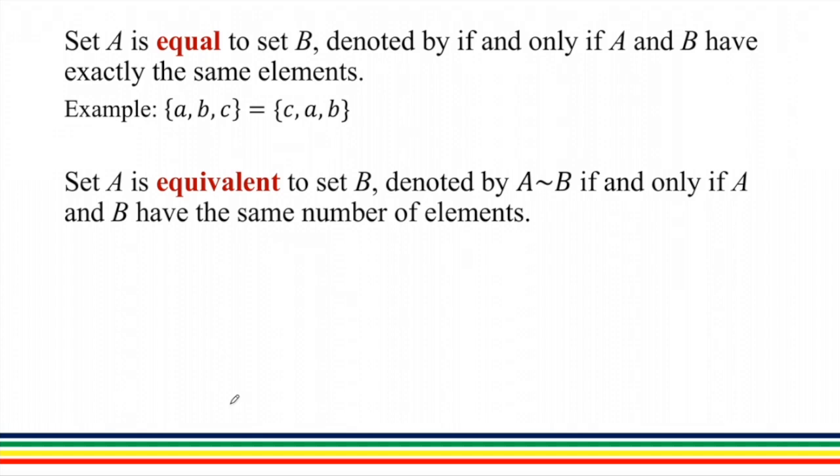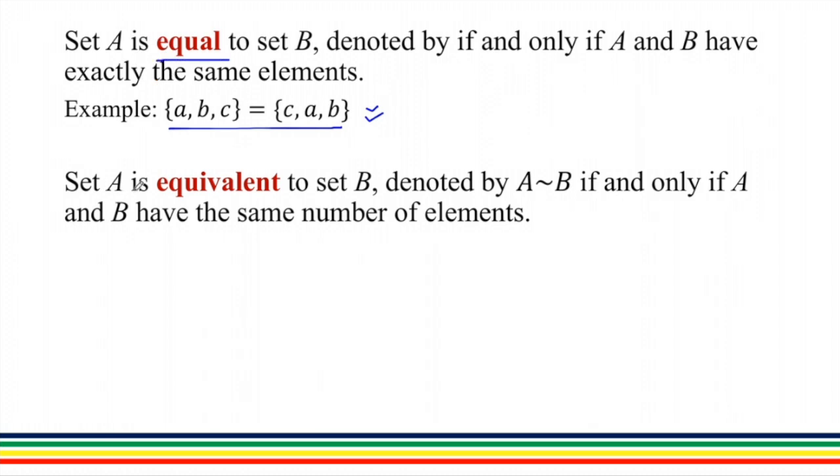Set A is equal to set B, denoted by this symbol, if and only if A and B have exactly the same elements. So for example, the first set is {A, B, C} and the second set is, say, {C, A, B}. They have exactly the same elements, though they are arranged in different ways, but they are still considered equal sets because they have the same elements.